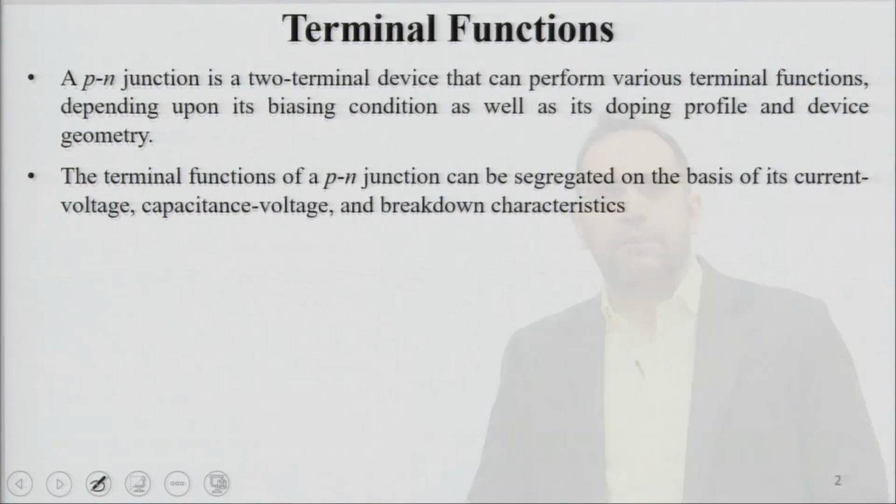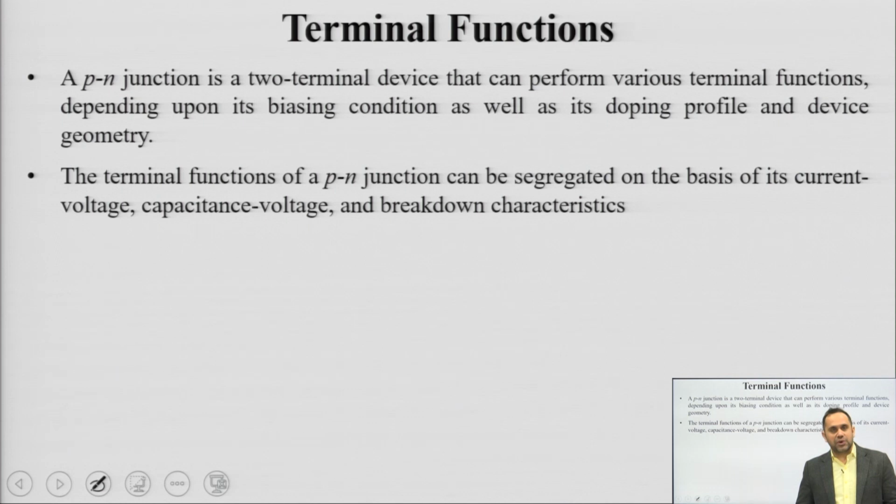Terminal functions, by the name itself, we know that a PN junction is a two terminal device. It will have a terminal at its P edge to access the P type semiconductor, and a terminal on the N side to access the N type of the semiconductor. It can be used to perform various terminal functions depending upon how you have doped the P and N side, depending upon how you have constructed it, depending upon what type of biasing you apply to it.